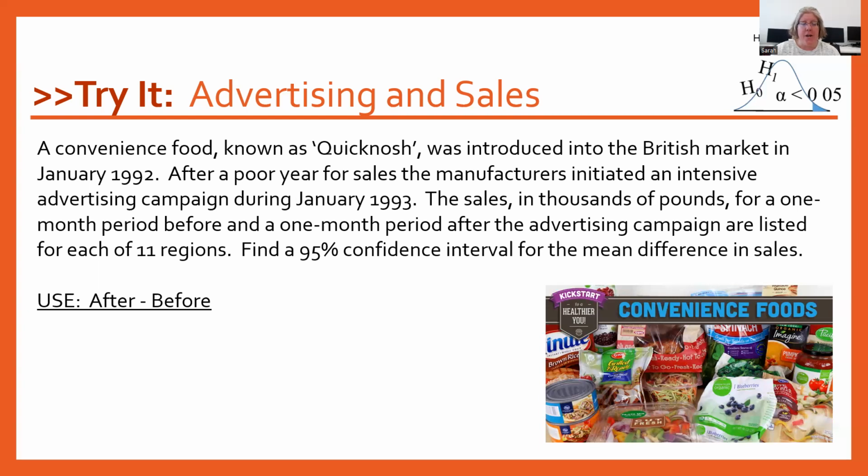And then the other clue that I'm seeing is they have 11 regions listed, and for each region we have 2 data points. We have what their sales were before the advertising campaign and then what their sales were after the advertising campaign. And so that's also making me think that this is more of a paired t process.